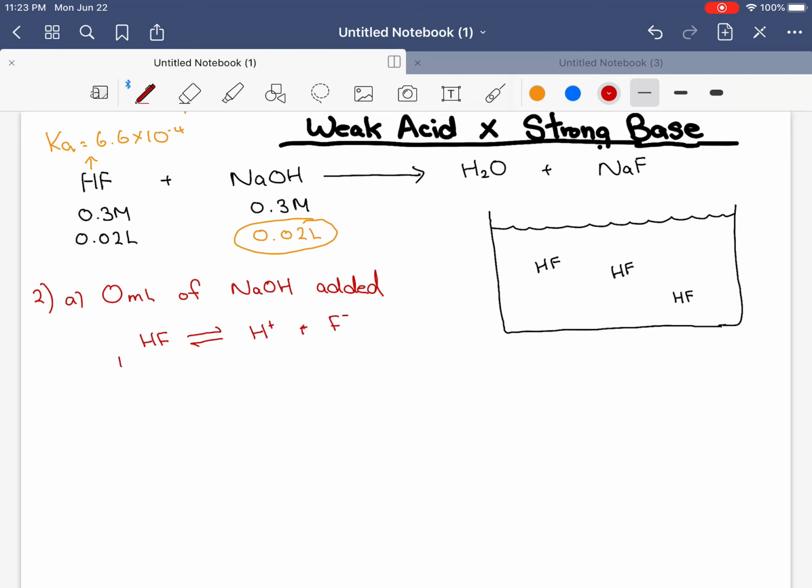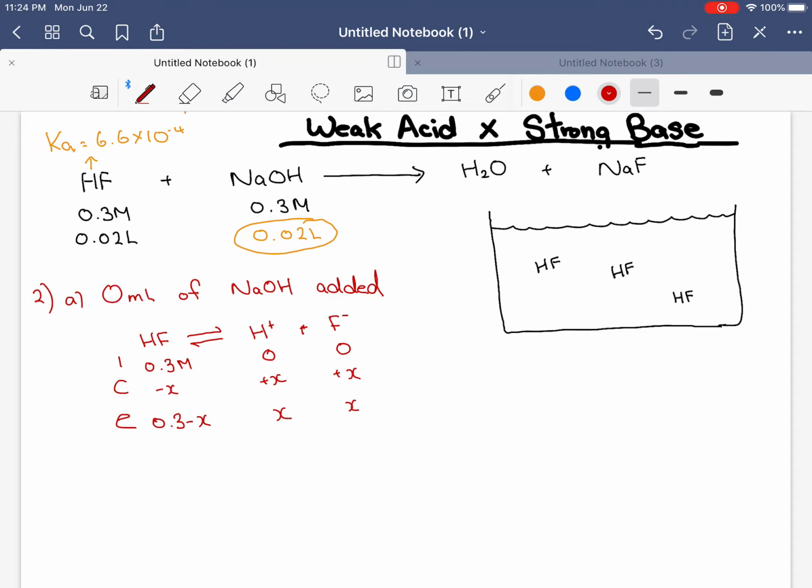Okay? We are going to need a nice table for this. So, we started out with 0.3 molar of HF. We don't have any H, we don't have any F, and of course, this is just going to get lower because dissociation will happen. It will happen very slowly and very little, and this is exactly what you're going to get at equilibrium.